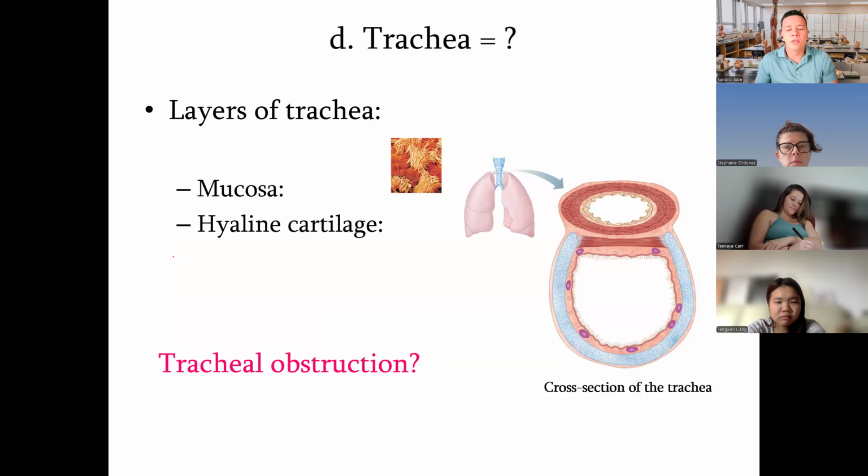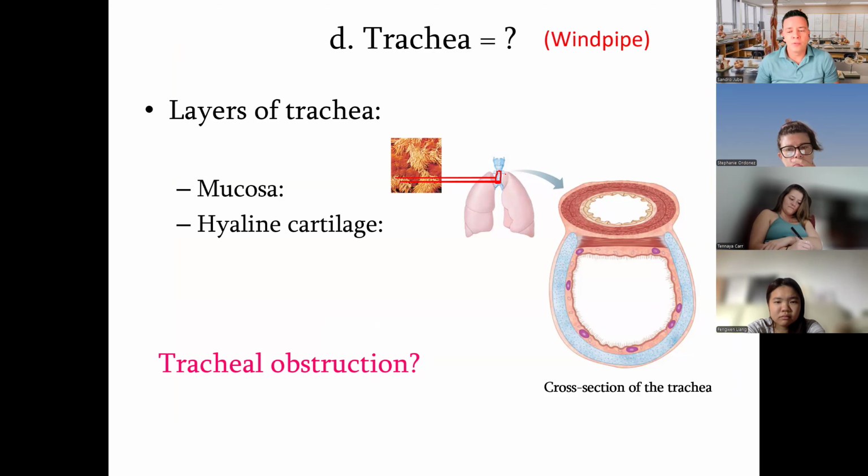Now we are getting into the trachea. And again, the trachea starts below the cricoid cartilage, and the trachea goes all the way down here, before the trachea splits into two. That's the trachea. The trachea is also what I call the windpipe.